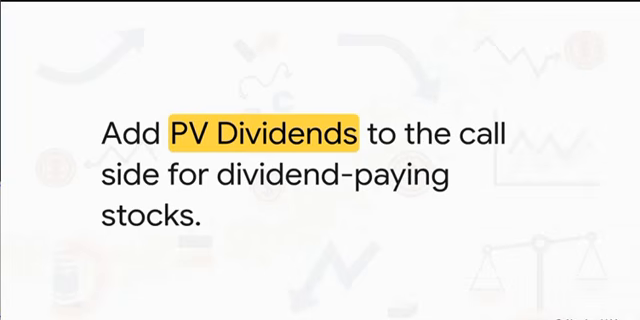Speaking of dividends, notice how they completely change our baseline equation. If a stock pays dividends, you absolutely must add the present value of those dividends to the call side of the equation. Why? Because dividends affect the actual value of owning the stock. The CFA exam loves to throw this curveball at you, so always double-check if the stock pays dividends.